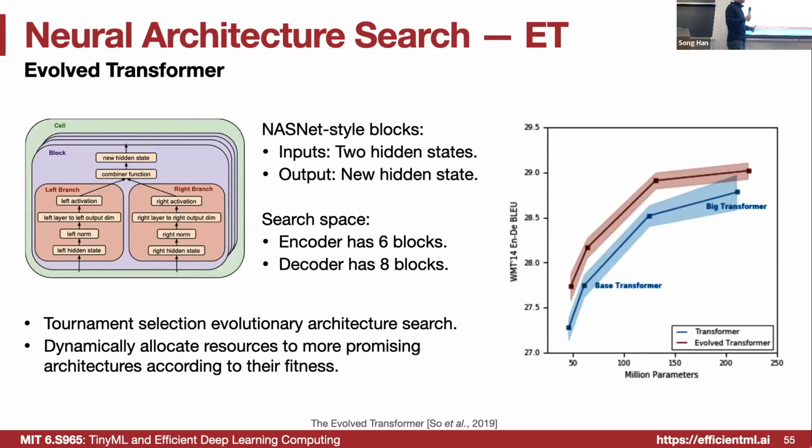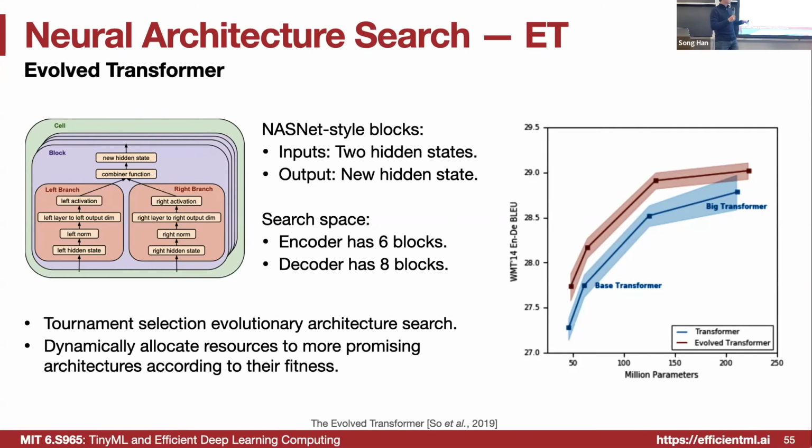So far, let's talk about these middle or small size language models, which are affordable for us to do this neural architecture search. This is an earlier work of Google called Evolved Transformer. That is an early exploration about trying to find the best architecture for these transformers. Right? So it is NAS style blocks. Okay? We have two hidden states, and the output is a new hidden state.